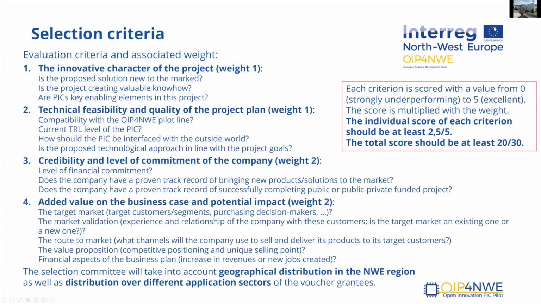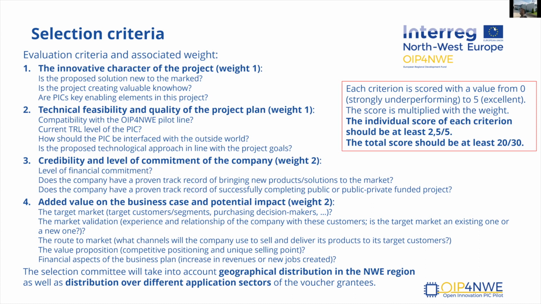And we have basically those 4 criteria that are scored given a certain weight. First is the innovative character of the project with a weight of 1. Second is the technical feasibility and the quality of the project plan with a weight of 1. The third one is the credibility and the level of commitment of the company with a weight of 2. And finally, the added value on the business case and the potential impact with a weight of 2.